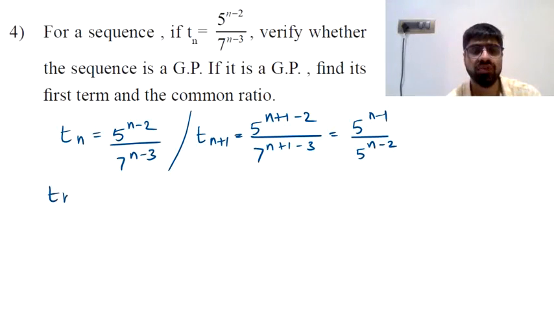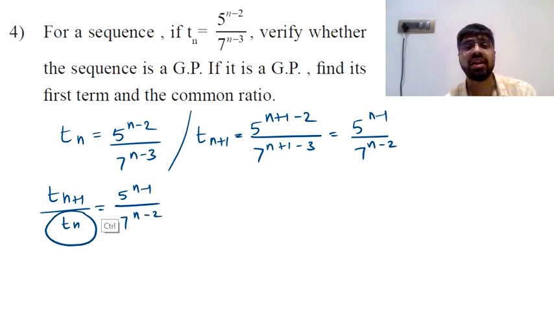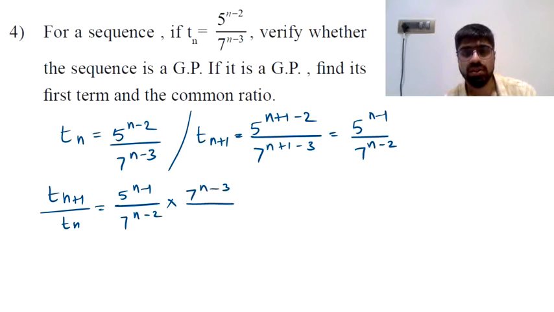Now take a ratio of the n plus 1 upon nth term, and you realize that this will be 5 power n minus 1 upon, sorry, this was a 7 power n minus 2 here. So 5 power n minus 1 upon 7 power n minus 2 divided by Tn means multiplied by the reciprocal of Tn. So multiply it with 7 power n minus 3 upon 5 power n minus 2.